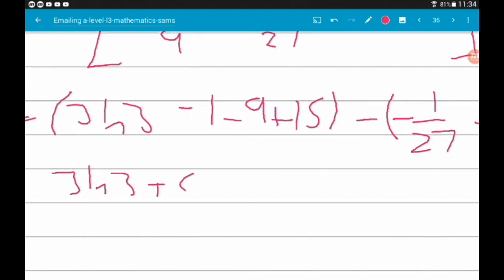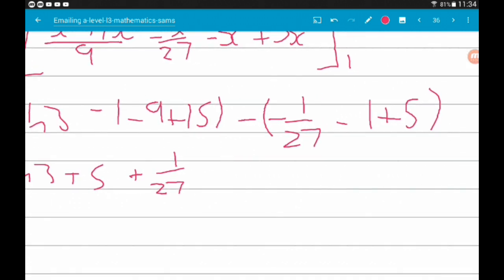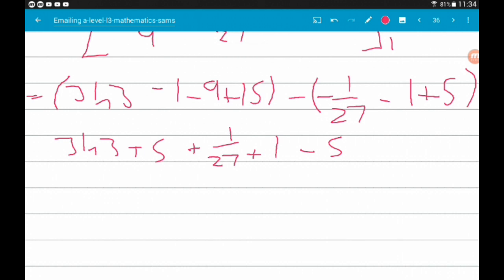Okay. So this first bracket, we've got 3 log 3 minus 1 minus 9 is minus 10 plus 15 gives us plus 5. And now we got a minus 1 27th, which is add 1 27th, minus 1, so plus 1, and then minus 5. Okay, so we've got 3 log 3, so we got 5 plus 1 minus 5, which is 1, and then we're adding 1 27th. So 1 whole is 27 27ths. So add 1 27th, and we've got 28 27ths.